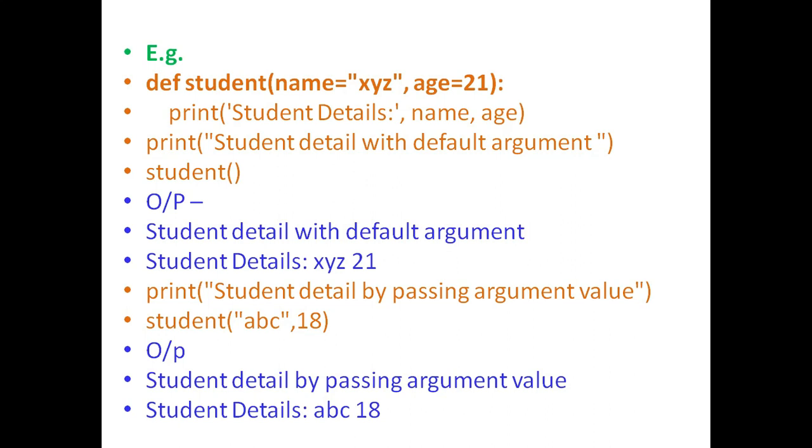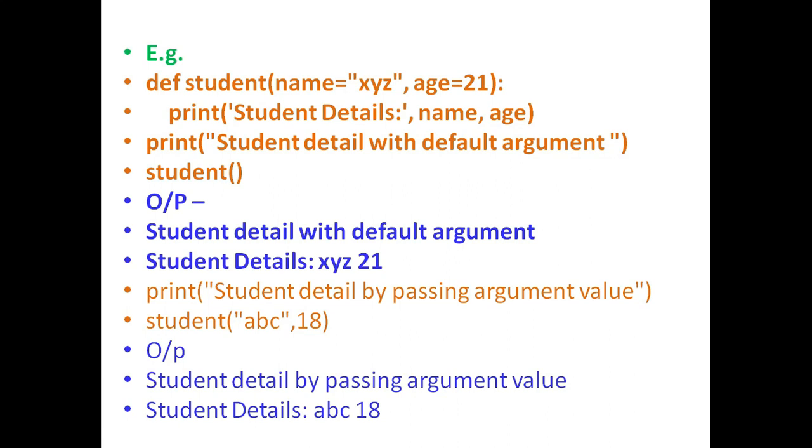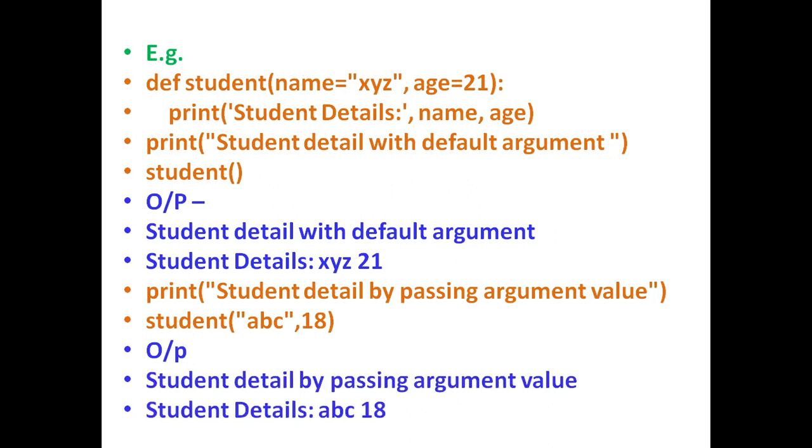Here function student is defined with default arguments name as xyz and age as 21, and inside the function we will print the student details as name and age. When we call the function student with default arguments, it will give the output as student details xyz and 21. These are the values that we have passed as default arguments. And when we call the function with new values abc and 18, it will give the output student details abc and 18. New values override the default values given to the function.